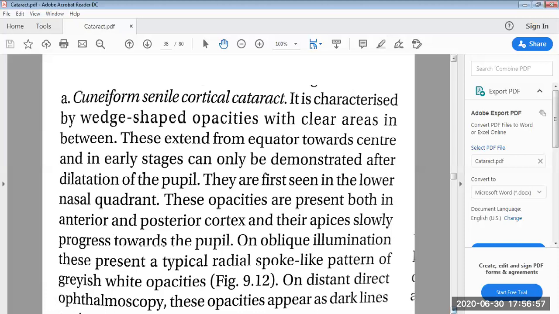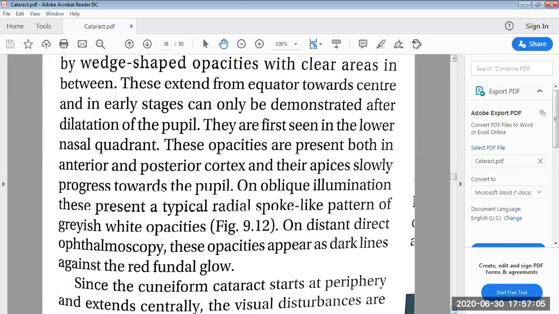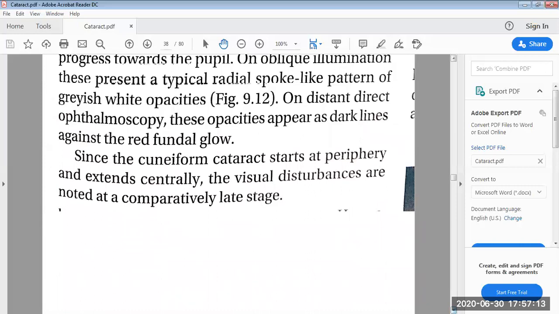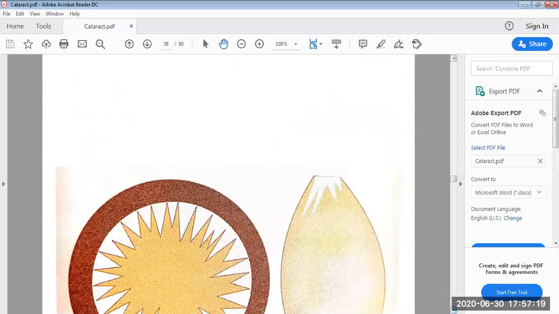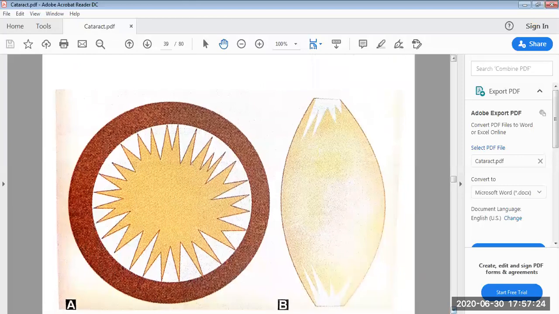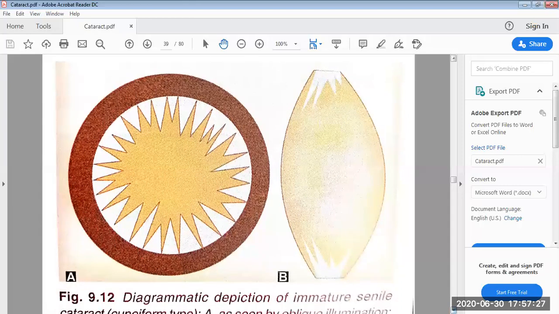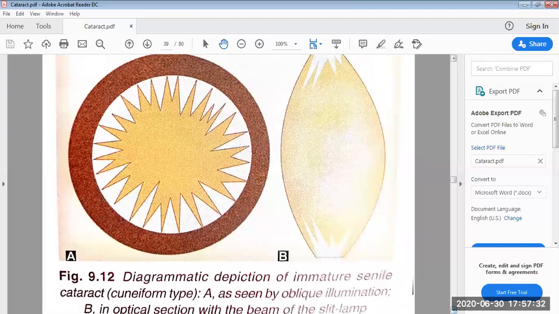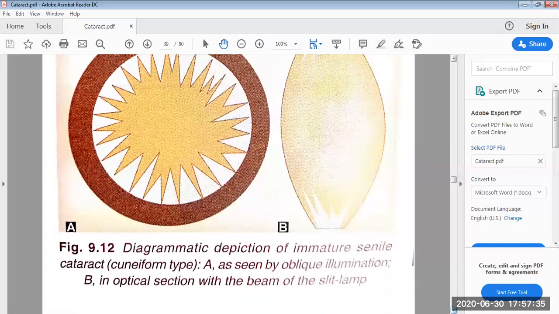On oblique illumination, these present a typical radial spoke-like pattern of grayish-white opacities. On distant direct ophthalmoscopy, these opacities appear as dark lines against the red fundal glow. Since the cuneiform cataract starts at periphery and then extends centrally, the visual disturbances are noted at a comparatively late stage. Here's an image of the cuneiform type of senile cataract as seen in the oblique illumination. And the beam is shown in optical section with the beam of the slit lamp.